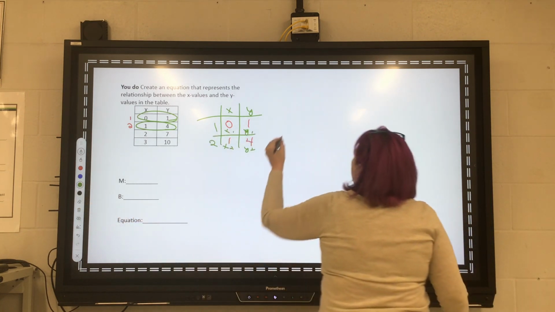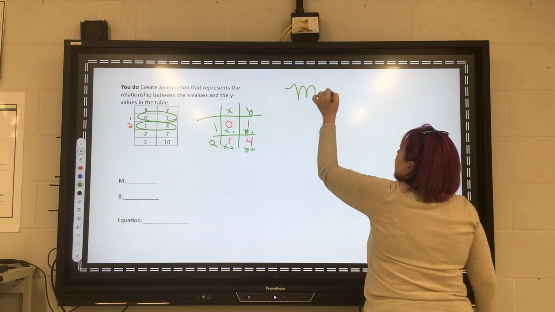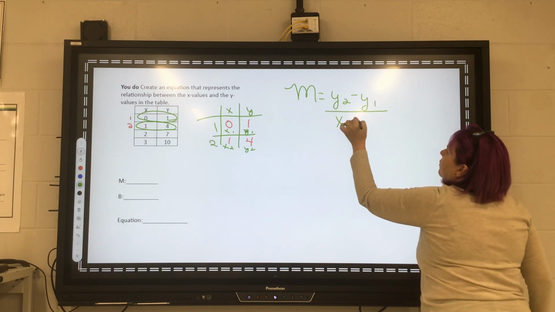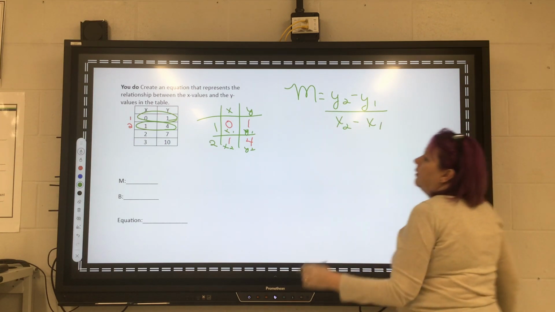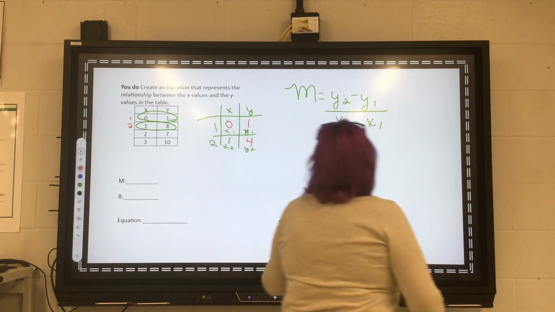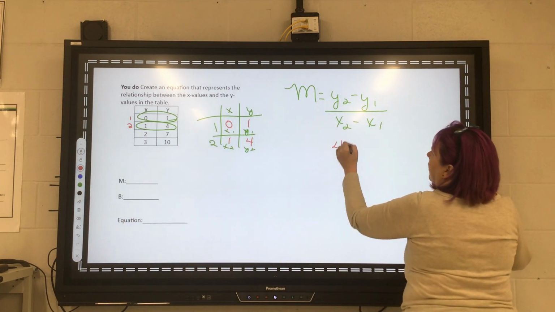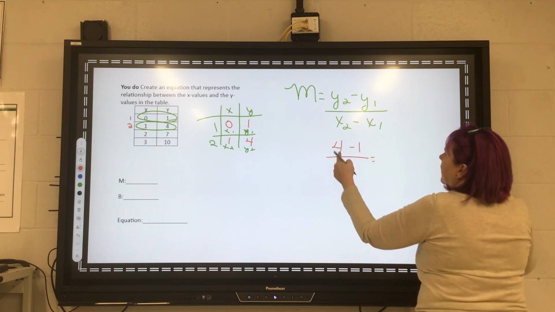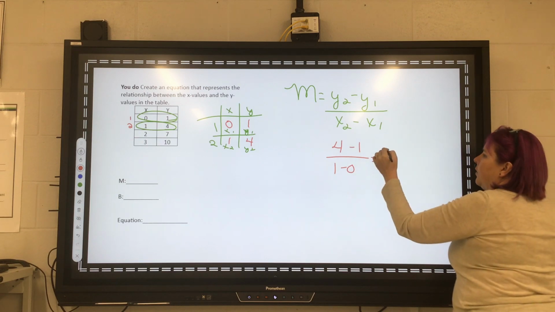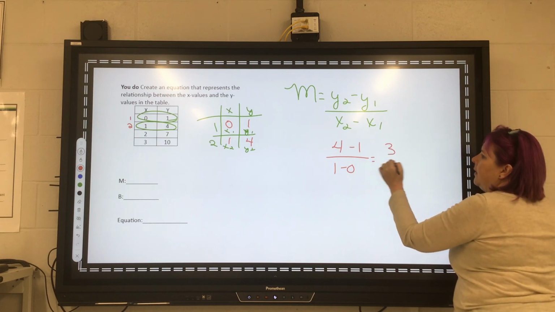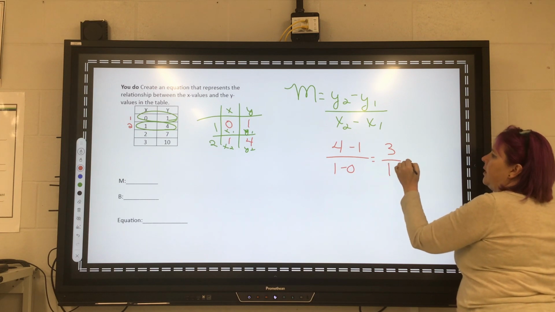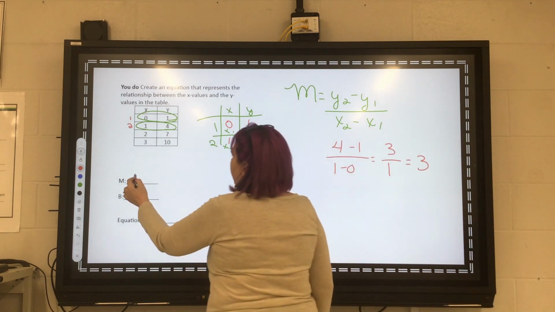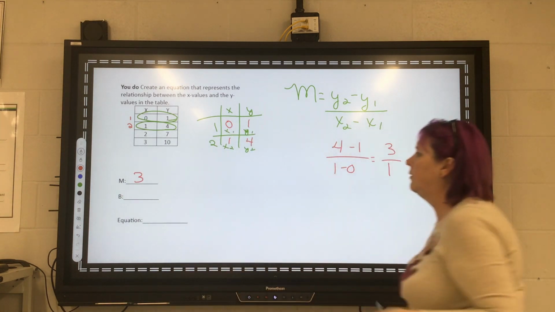So then I'm going to do my m equals y2 minus y1 over x2 minus x1. And that gives me y2 is 4 minus 1 over 1 minus 0. Or 4 minus 1 is 3. 1 minus 0 is 1. So my m is 3. That's my rate of change.